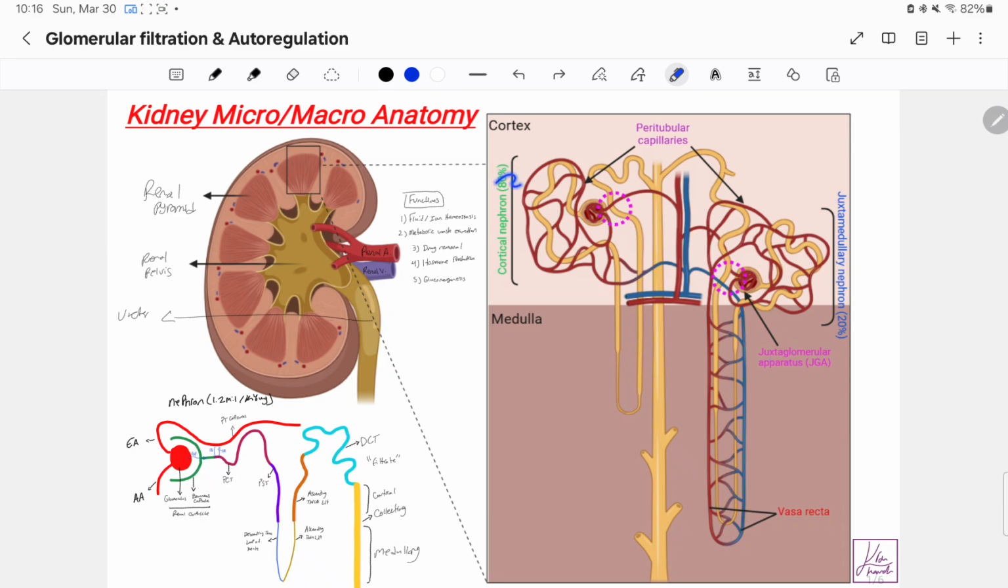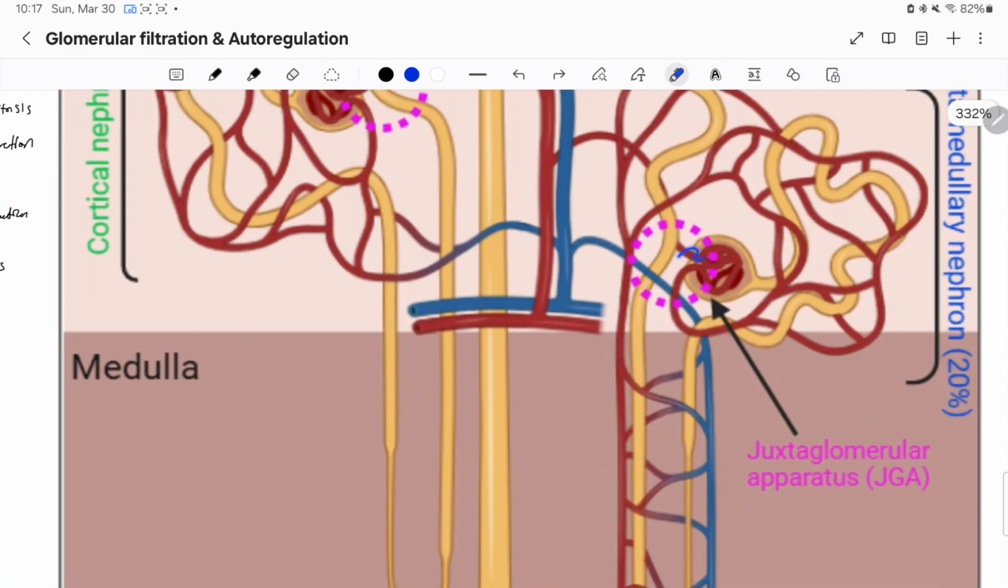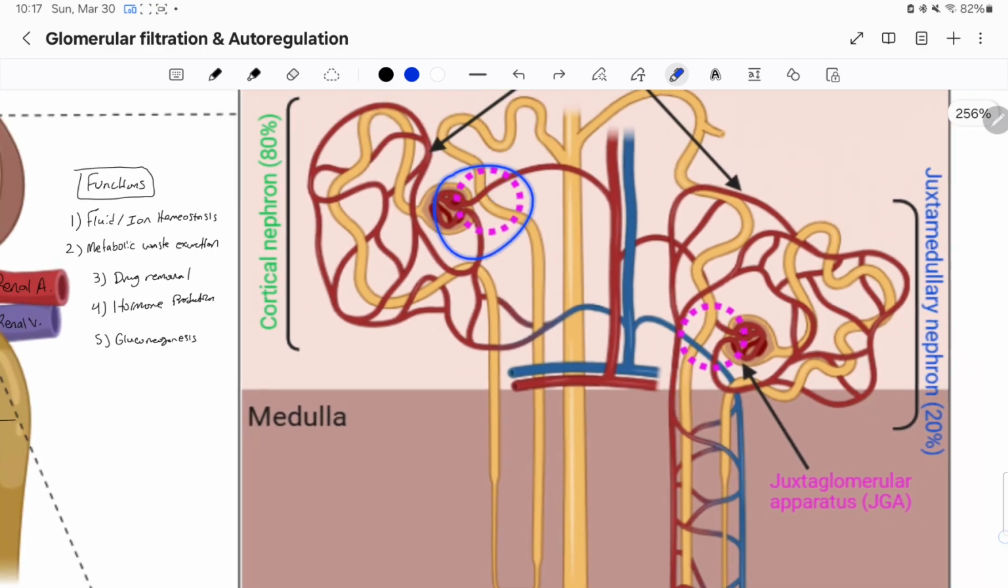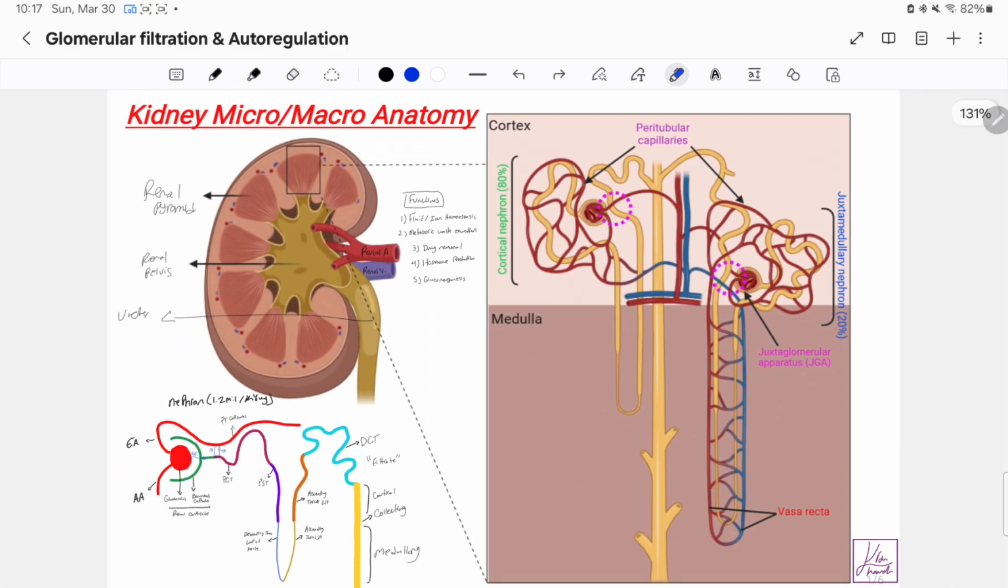Now, how much of your nephrons are cortical nephrons? Well, in humans, 80% of your nephrons are cortical nephrons and 20% are juxtamedullary nephrons. Another specialized structure that you'll find in both of these nephrons is something called a juxtaglomerular apparatus, abbreviated JGA, and it's actually right over here and right here. So you can see it involves the distal convoluted tubule, right? The afferent arteriole, the efferent arteriole, the Bowman's capsule, and the glomerulus. And we'll take a deeper look at this next slide, all right?